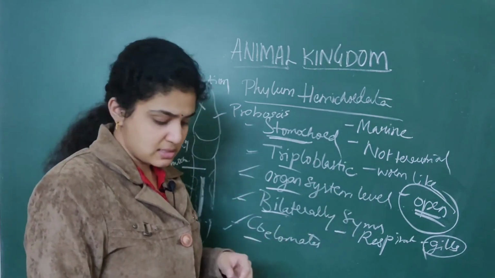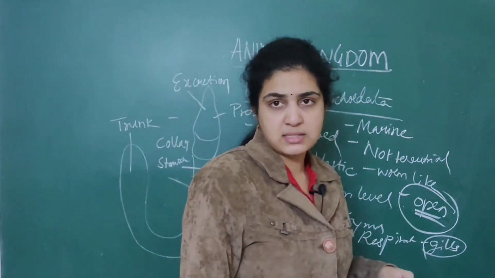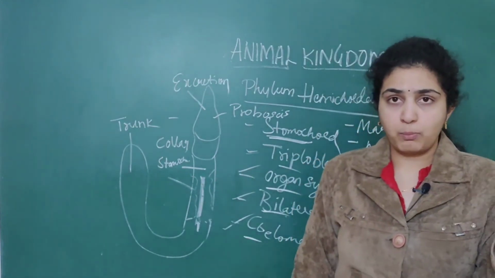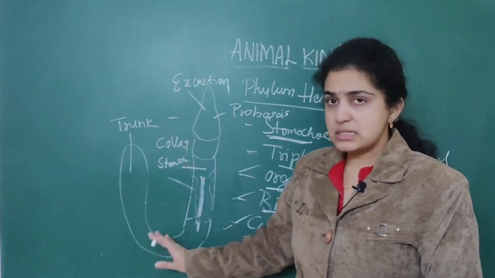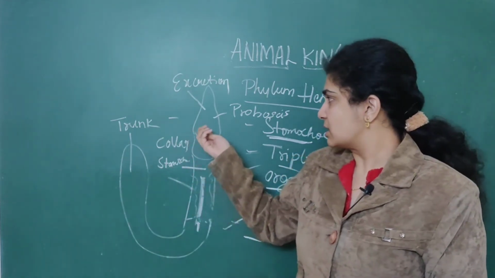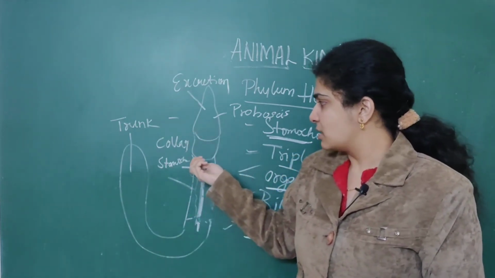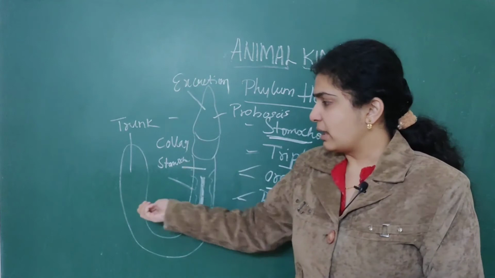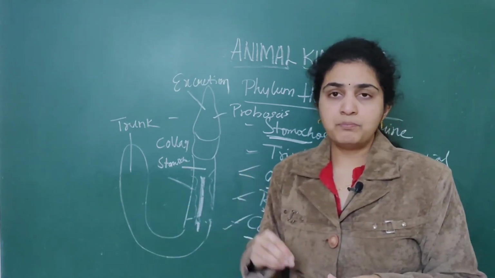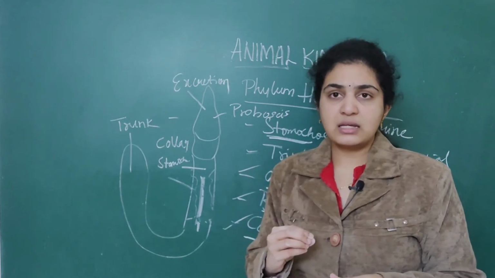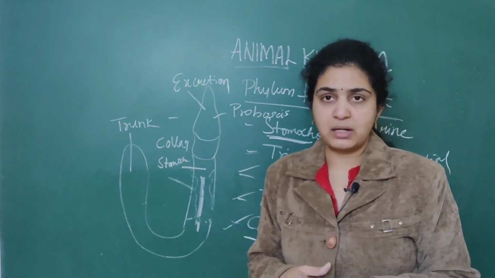Then the excretory system is nothing but the proboscis, which plays an important role. So that is done. Then again it is divided into three parts, that is anterior proboscis, then collar, then next trunk. Now the last part when we come, it is nothing but fertilization as well as development.